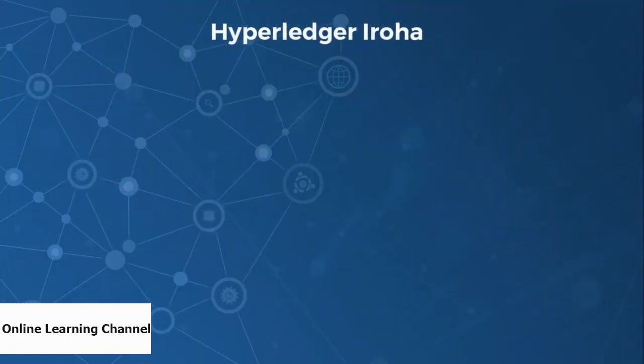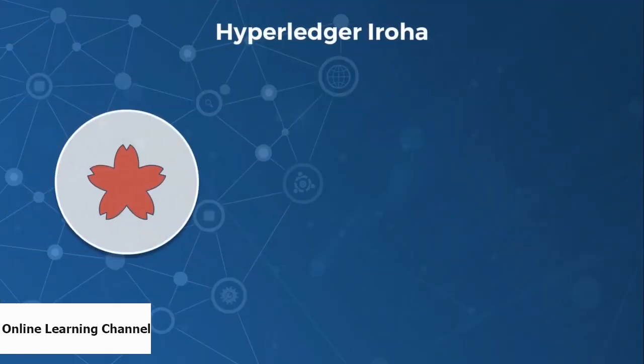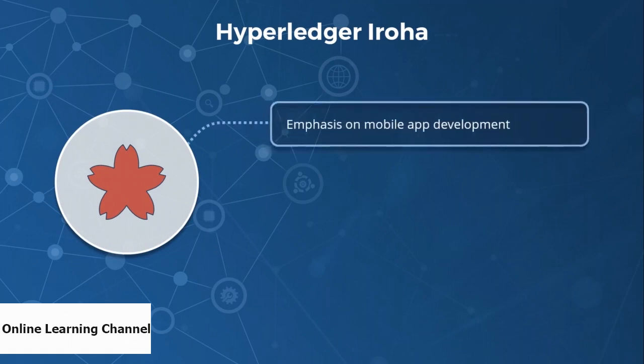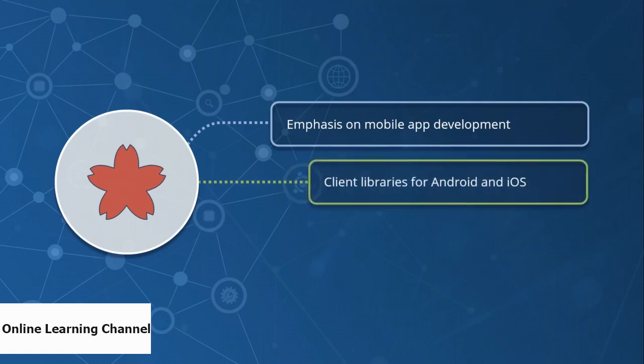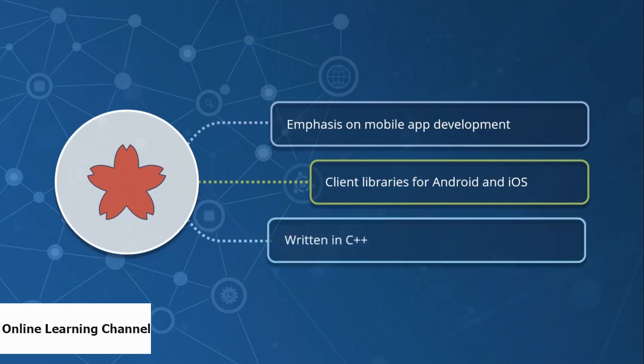We now take a look at another Hyperledger framework, which is Iroha. And this is something which has an emphasis on mobile application development. So the idea is to be very lightweight so that the blockchain network can be used from mobile phones. And to simplify this, Iroha includes a number of lightweight client libraries for both Android as well as iOS. And what simplifies this further is the fact that Iroha has been written using C++.